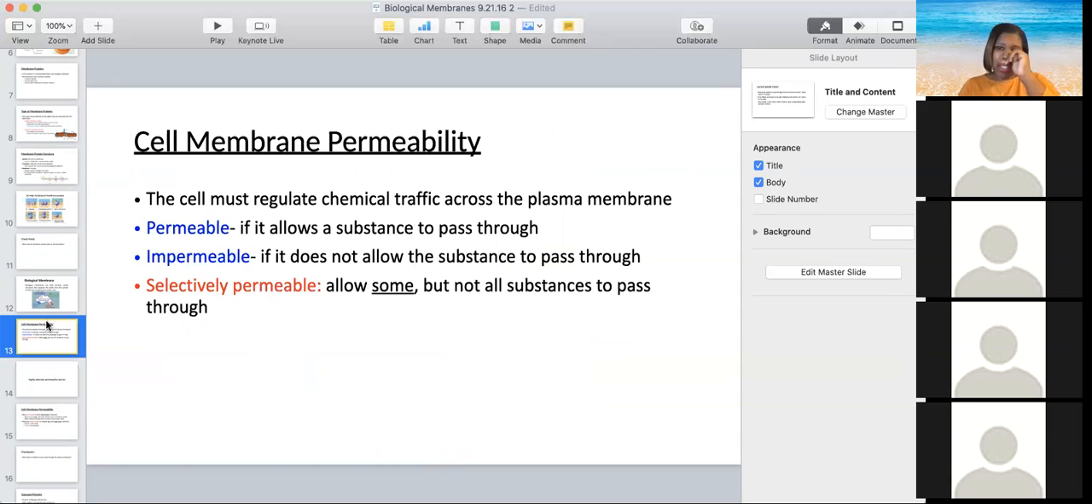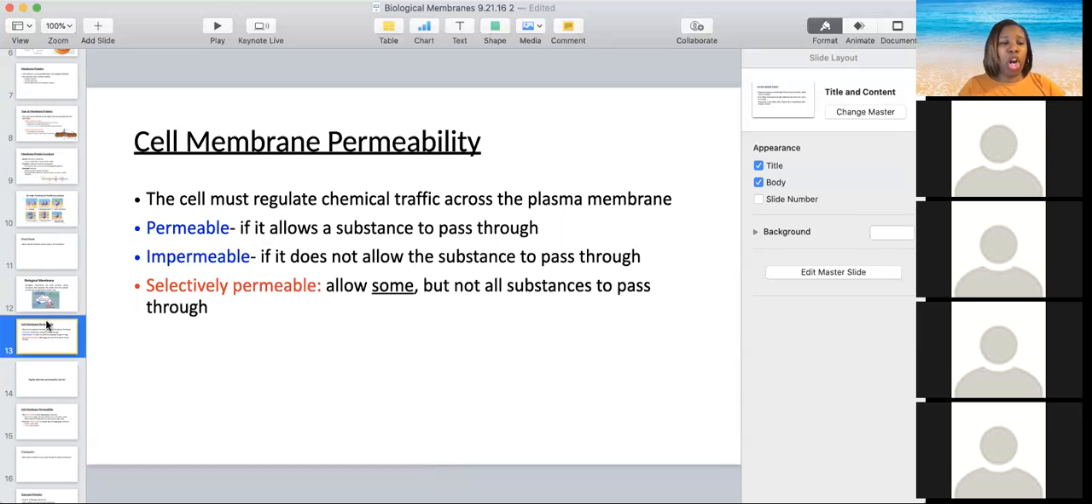Okay. So the next thing we need to look at is cell permeability. This term permeability refers to whether something can pass or not. And so with cell membrane permeability, the cell must regulate the chemical traffic across the plasma membrane. Remember, we said the first job of the plasma membrane is to serve as a barrier between the external environment and the internal environment. And so we use the term permeable to refer to this property.